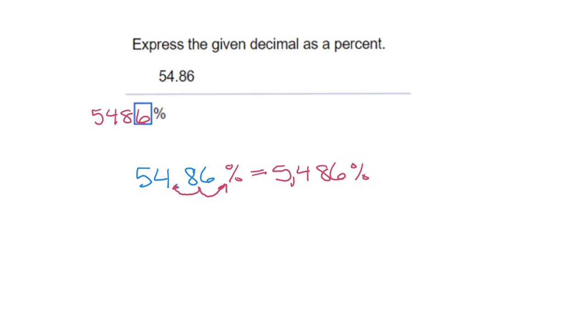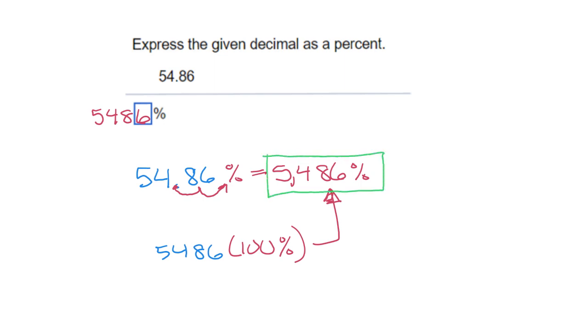The other way, as I mentioned on the previous slide, is just to multiply by 100%. When you do this, you will get the same answer. Two different ways to work the same problem. Once again, you want to select the method that is easier for you to maintain.